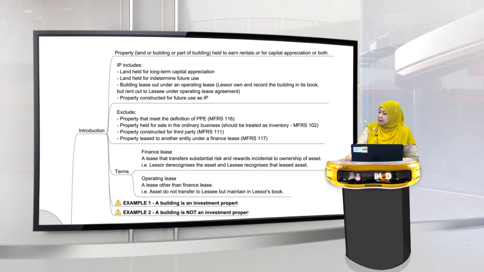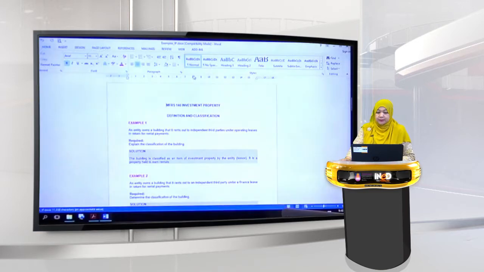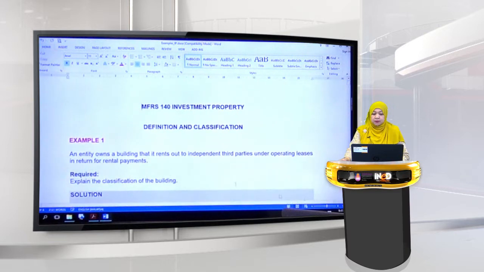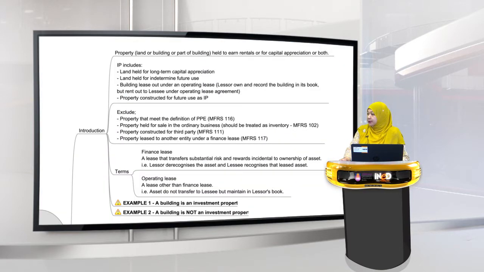Okay, now let's look at the example. For example, one where a building is an investment property. If you look at the example, an entity owns a building that it rents out to independent third parties under an operating lease in return for rental payments. So, when we look at the definition of an operating lease, that is a lease other than the finance lease. So, what is a finance lease? A lease that transfers the substantial risks and rewards incidental to ownership of an asset.